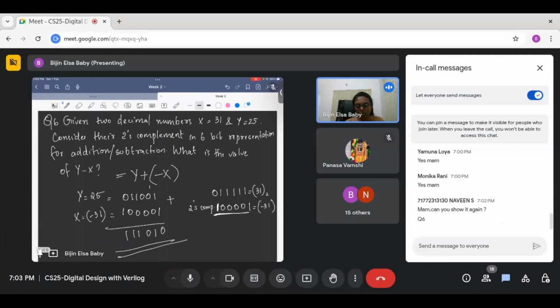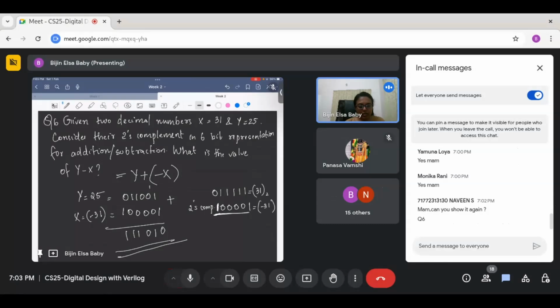Yeah, I will show question 6 again. Here y minus x we have to do. This thing we can write in this way, y plus minus x. So here minus x is minus 31. We can use 2's complement to represent the negative number. So we are taking the 2's complement of minus 31.